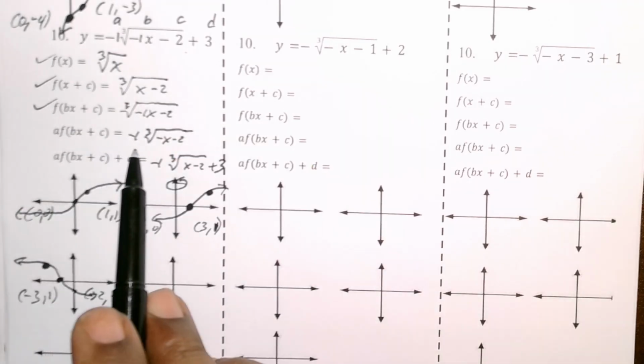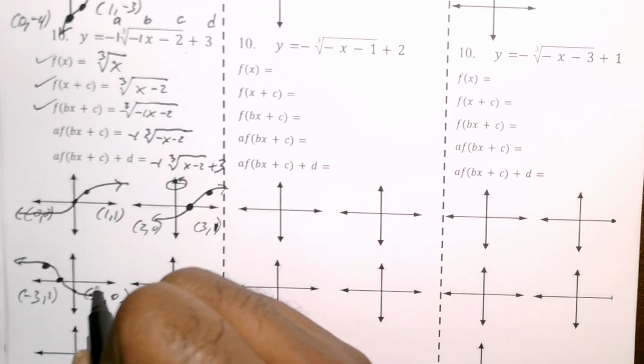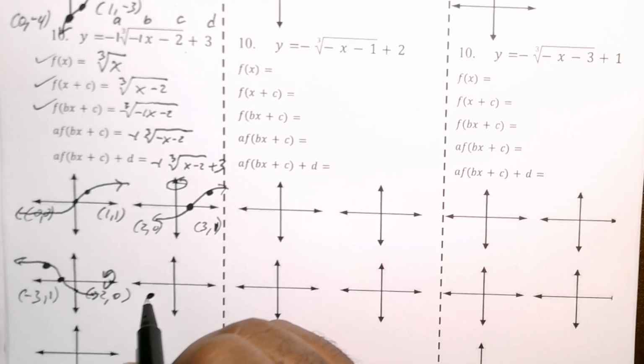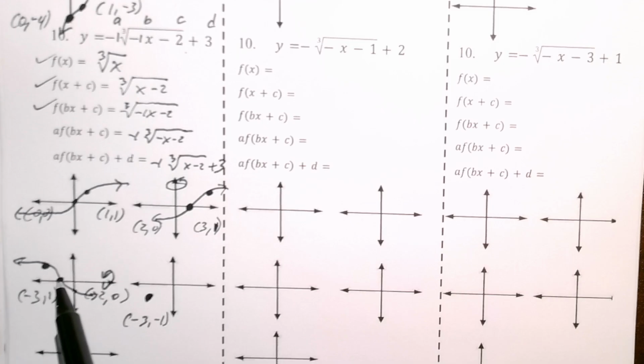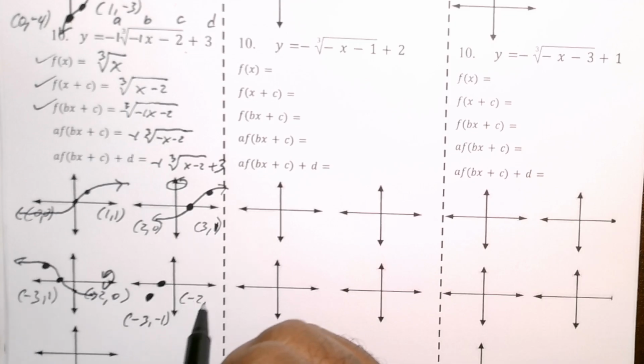Fourth step is to put the a parameter, which is negative 1. That's going to give us a rotation about the x-axis. So everything above is going to go below. Everything below is going to go above. So above we have this negative 3, 1. It's going to go below to a negative 3, negative 1. So let's label that negative 3, negative 1. And this point that's on the x-axis, which is our negative 2, 0 right here, it's going to stay right at negative 2, 0. So that's not going to change. Negative 2, 0. Okay.